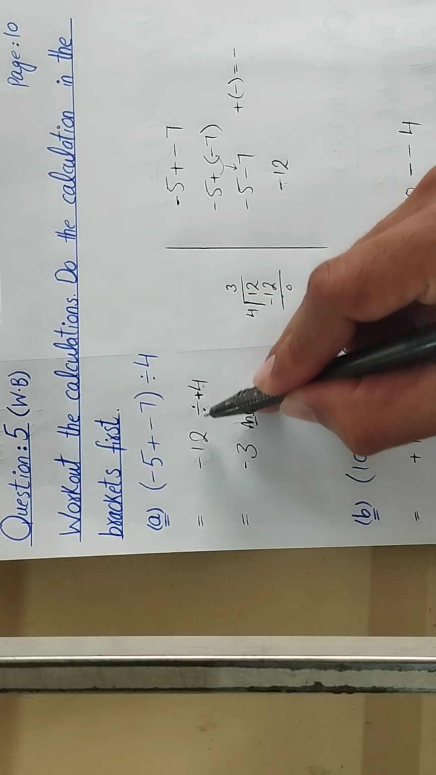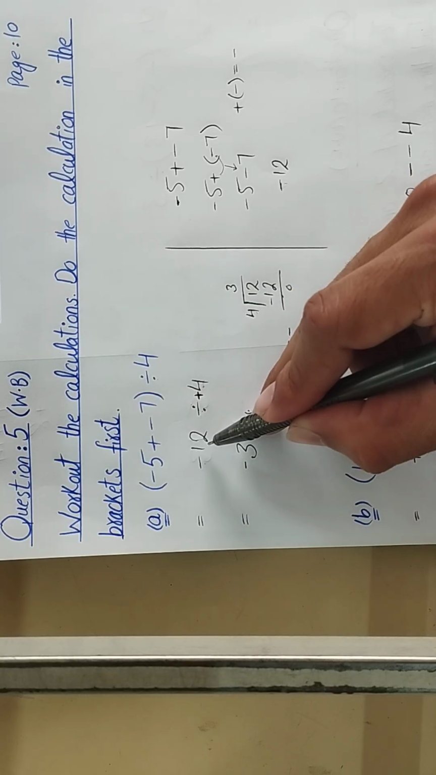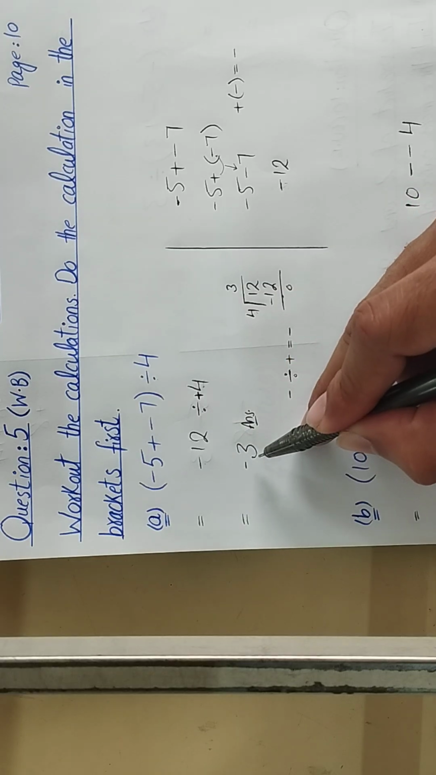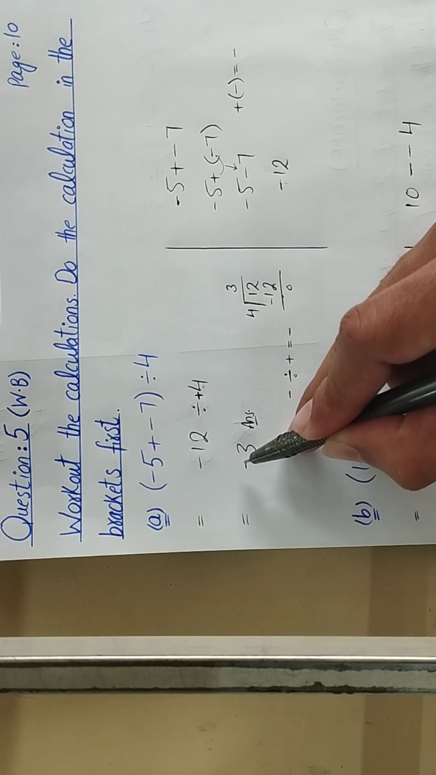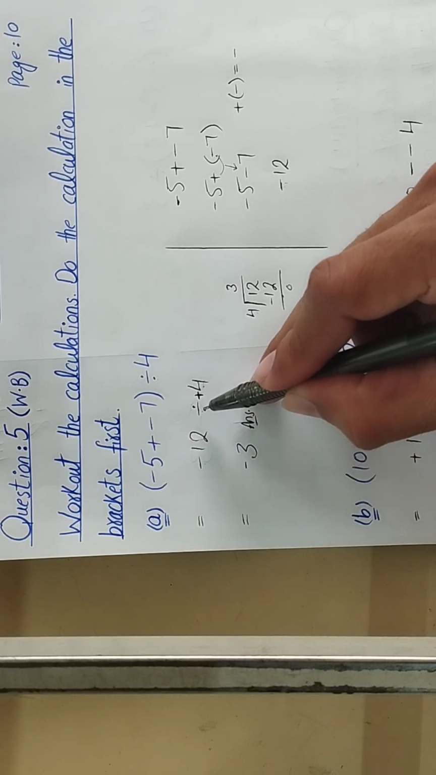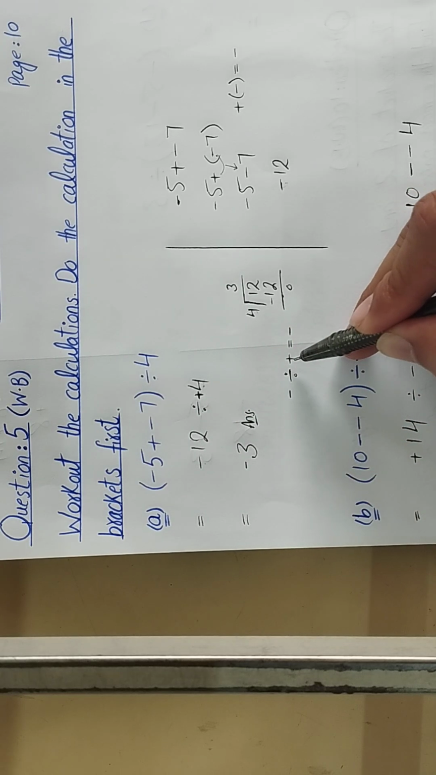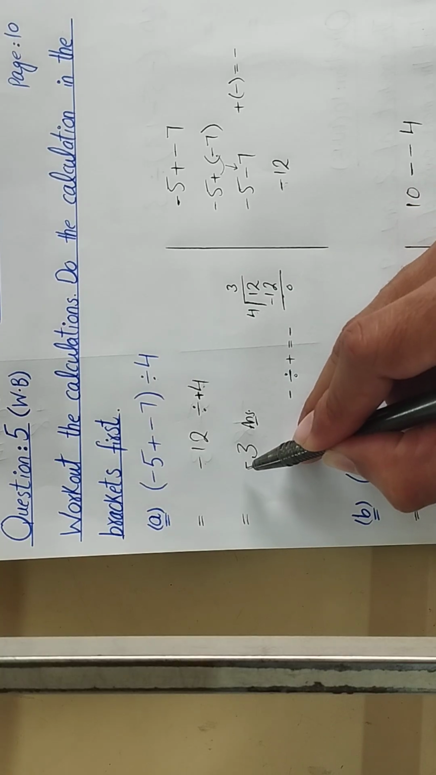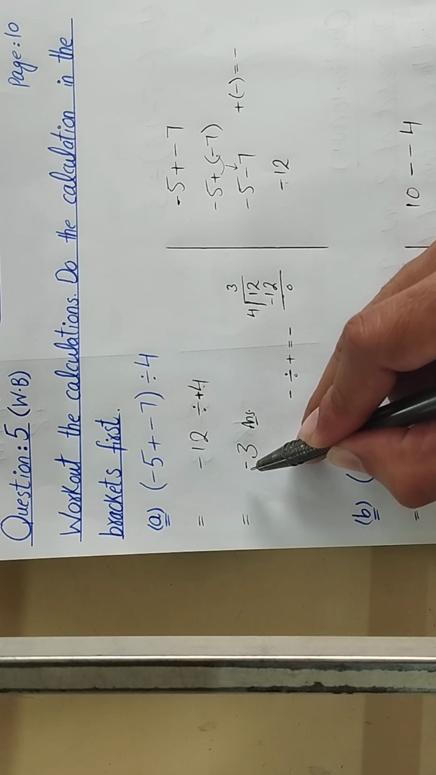Divide the numbers. 12 divided by 4. 4 3s are 12. So answer is 3. And then write the sign carefully by checking the signs of the two numbers. Minus divide by plus. So minus divide by plus is minus. So we should write minus here along with it. So write the sign carefully along with your answer.